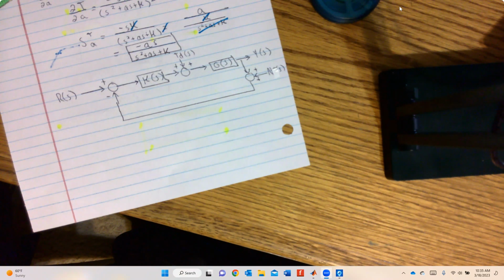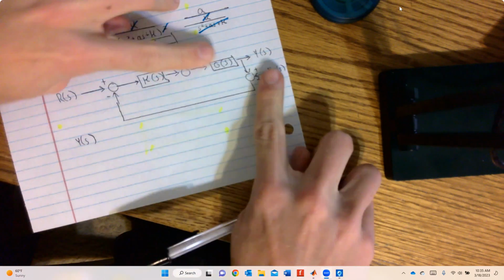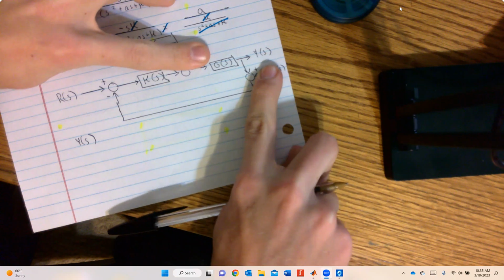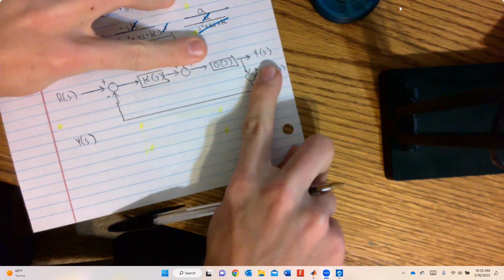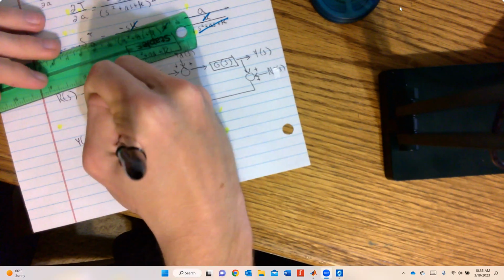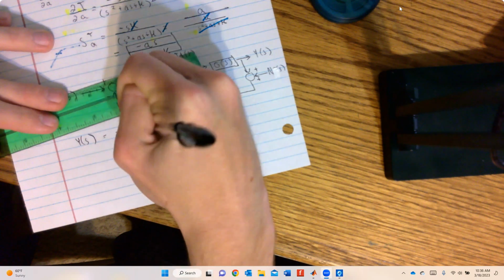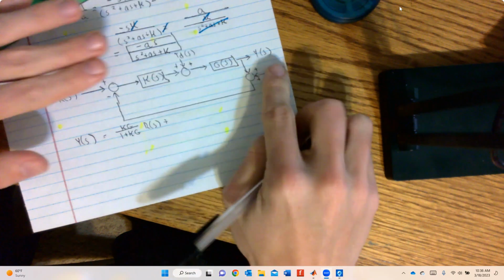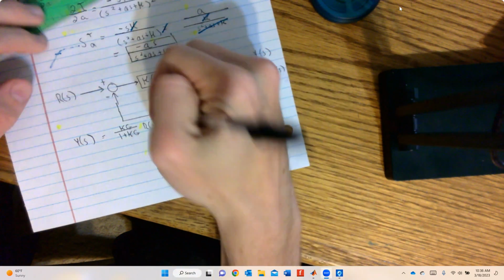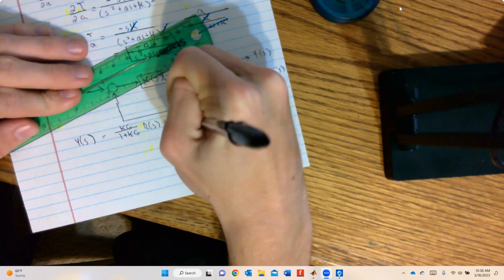And so our output, if we look at just one contribution at a time, so making the others 0, is just going to be our closed loop transfer function. So it's going to be kg all over 1 plus kg times the input. Plus, now we're going to have this one, which is going to be g all over 1 plus kg, and so it's going to be g all over 1 plus kg times t d of s.